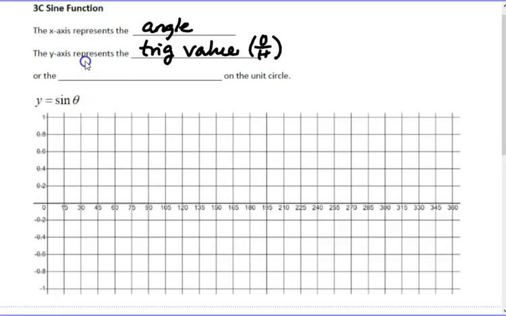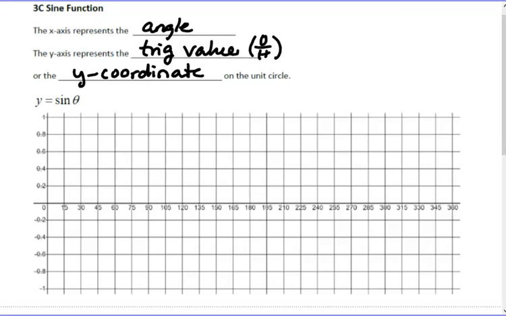Notice that it has a maximum of 1 and a minimum of -1. Now what else can we think of this representing? It's also the y-coordinate on the unit circle. So when we make the unit circle, our y-coordinate represents the sine value. So that's what we're going to use to help us draw our sine curve.